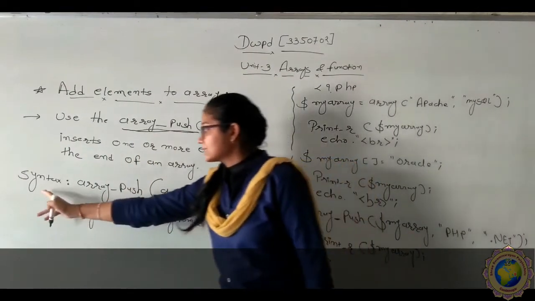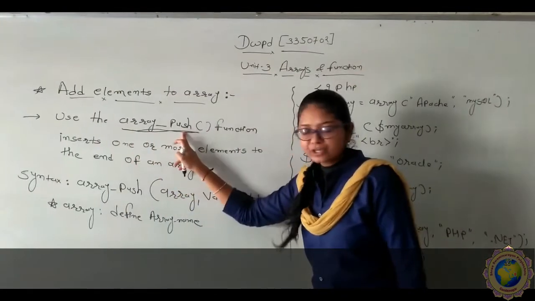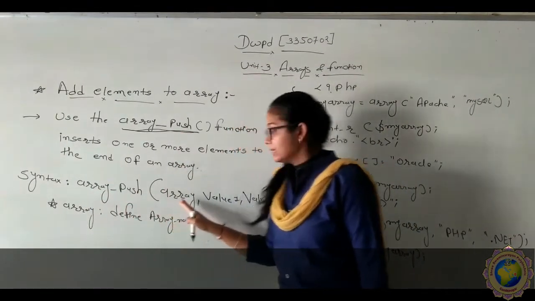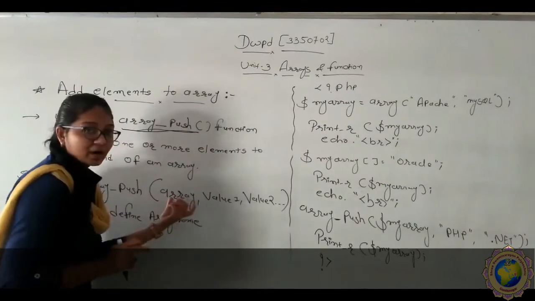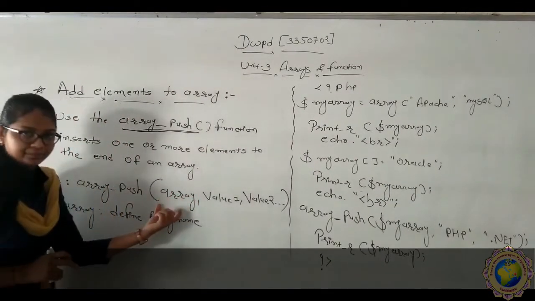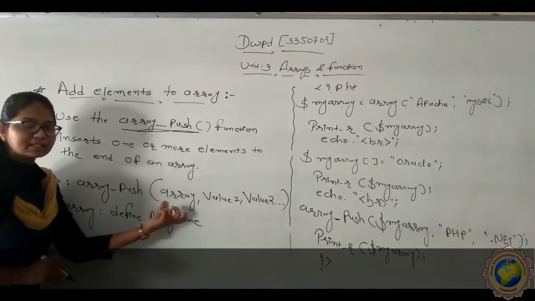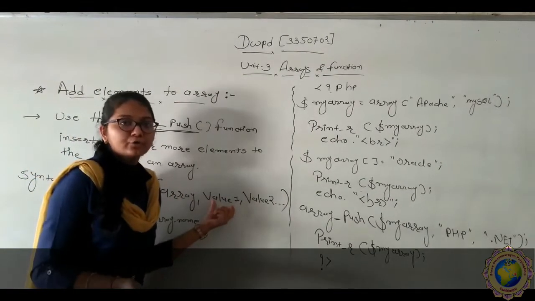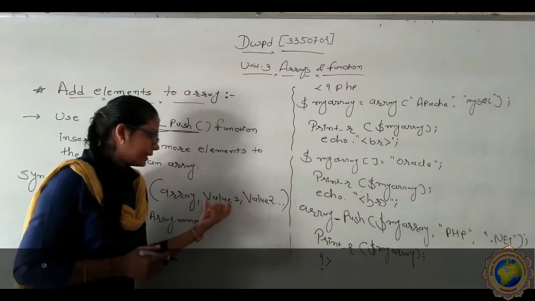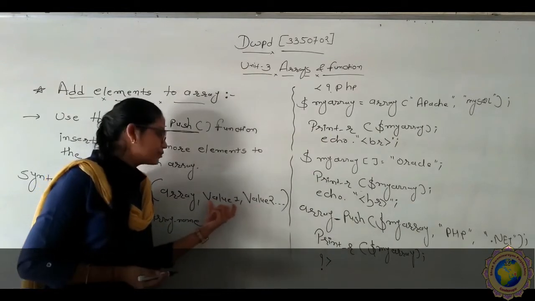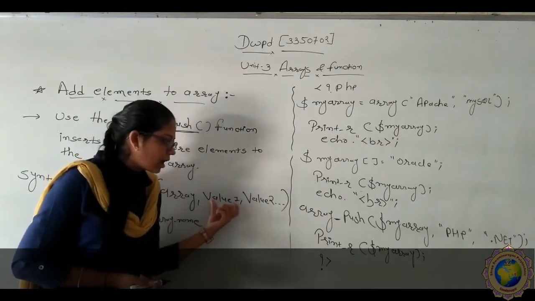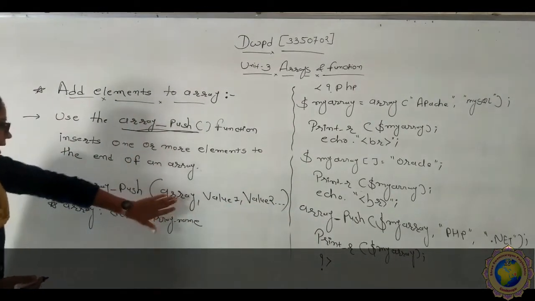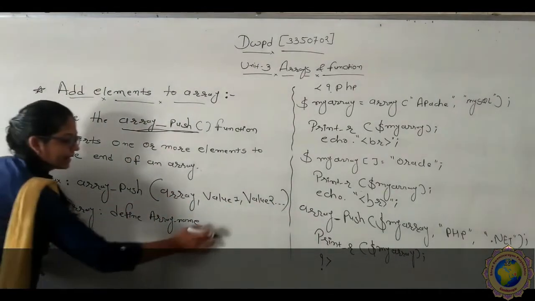So here this is the syntax of the array push function. Declare the array push function with brackets. First you must write down the array name, and then the value you want to add. Suppose here the values are 1, 2, and so on. So what is the array? Array is nothing but the defined array name.